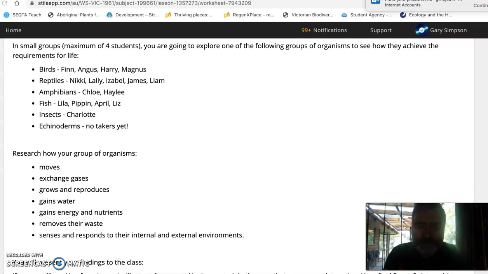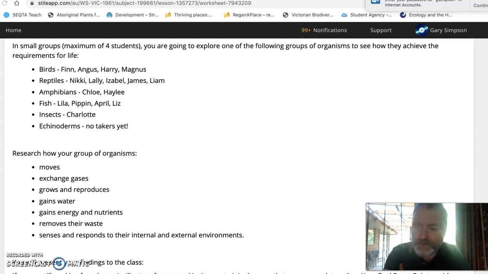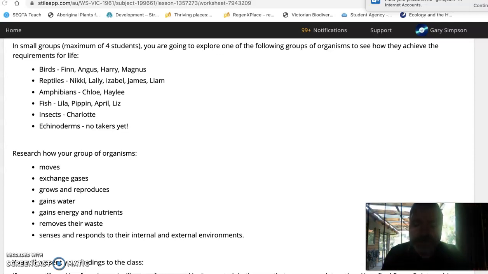And how do they go about sensing and responding to their internal and external environments? And again, they're going to have hormones and nerves, but are they different? Do they operate differently? So you need to be thinking about all those main ideas we've looked at and how they apply to your group, and then explain it to the class.